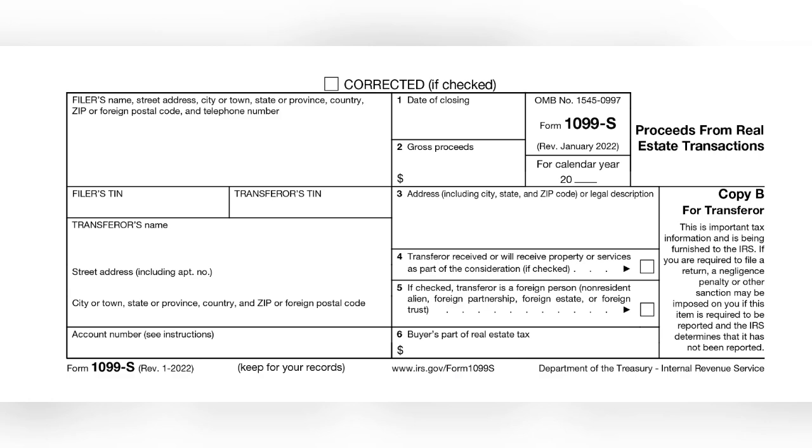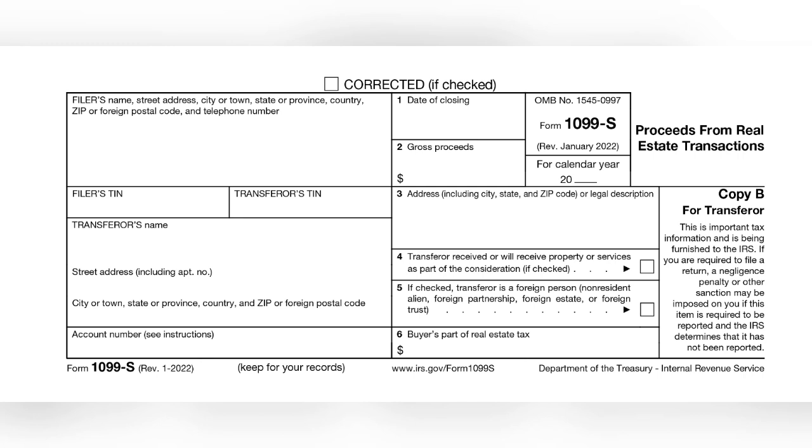In box 2, you'll enter the gross proceeds. This is the total amount received from the sale before any deductions. In box 3, you'll find the property address or legal description. This identifies exactly what property was sold, so be as clear and complete as possible.